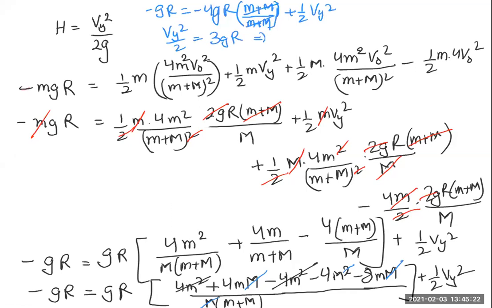Yeah, and Vy square would be equal to, in fact, let me write Vy square by 2g would be equal to how much? Vy square by 2g would be equal to how much? 3R. 3r. That's it. That is the answer. Actually, it's not the answer. Can you tell me why is it not the answer?